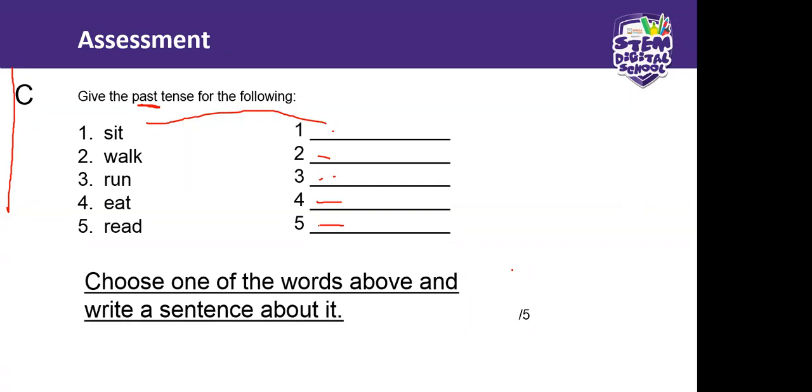Let me see. Okay. Now, you have to do this by number C. For number C, the task here is to change those words to the past tense. You had to write it down for me. And then you must make one sentence, just one. You just pick one of the words and give me a nice sentence. And I think most of you are finished now with that.